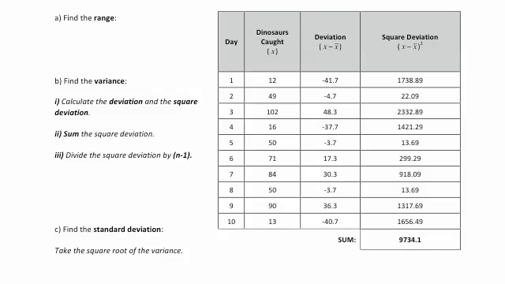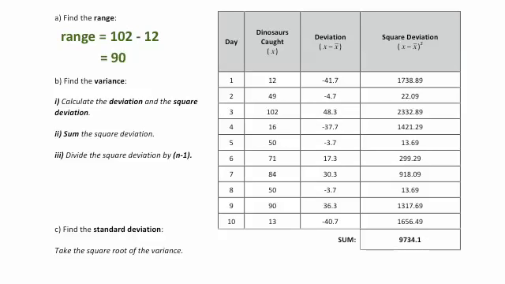So first of all, let's find the range. The range in my data goes from 102 dinosaurs caught on day 3 all the way down to 12 dinosaurs caught on day 1. And so the range of this data is 90. So there's a difference from my high day to my low day of 90 dinosaurs, and that's quite the difference.